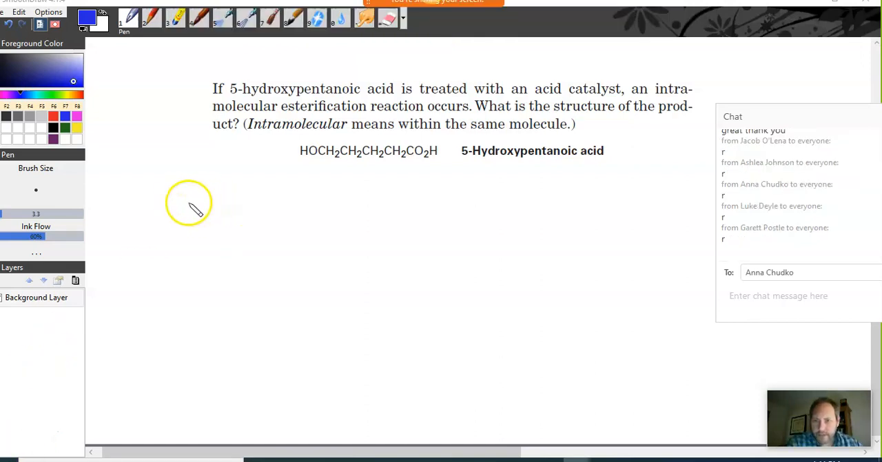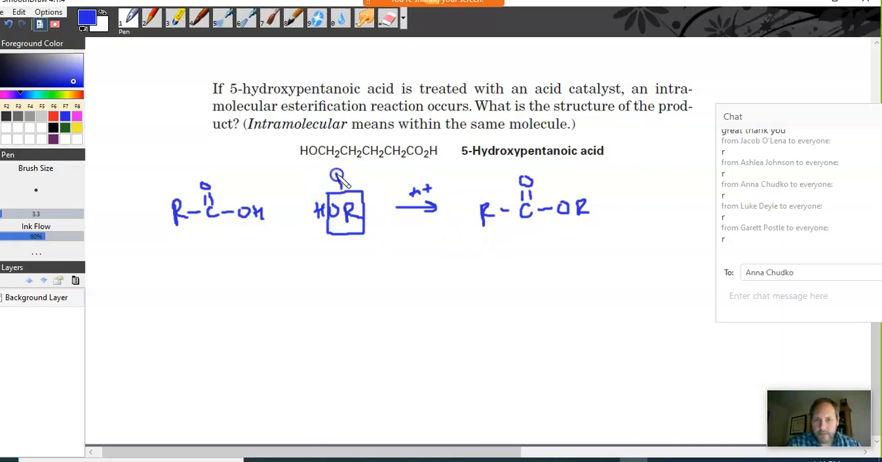The Fischer esterification is you take a carboxylic acid and you add it to an alcohol in the presence of acid, strong acid, and you basically substitute the OH for an OR. Okay, so this group right here substitutes for this group right here.